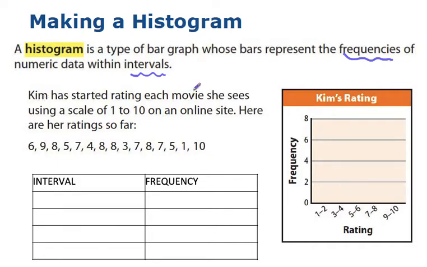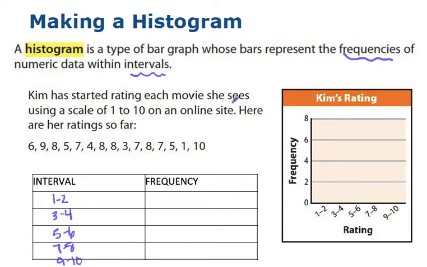Kim has started rating each movie she sees using a scale of 1 to 10 on an online site. Here are her ratings so far. Normally, we would have to determine what the interval is, but you'll see from our histogram, they've already determined the intervals for us. So we have a 1 to 2, a 3 to 4, 5 to 6, 7 to 8, and I'm going to squeeze down here a 9 to 10.